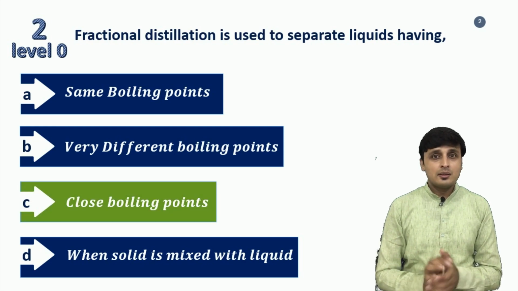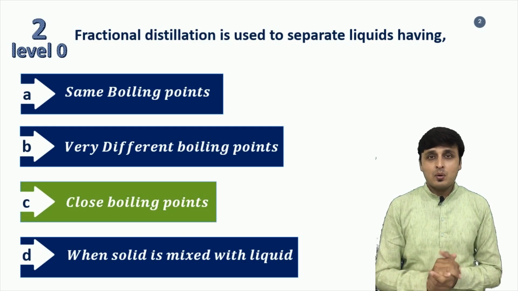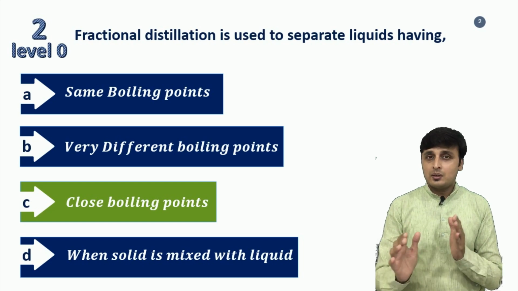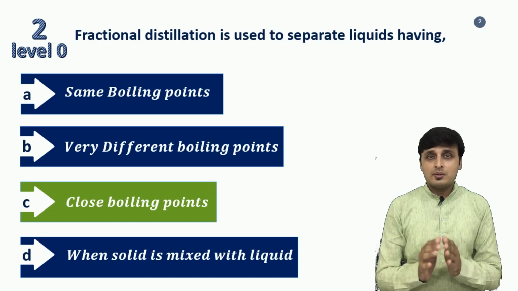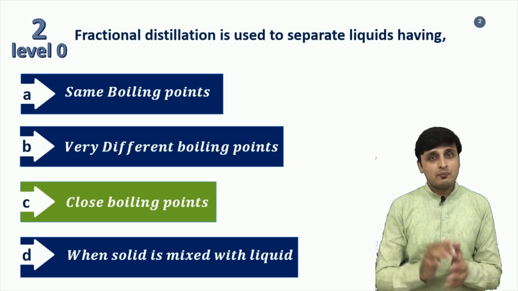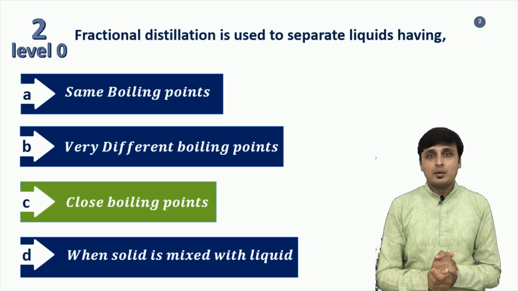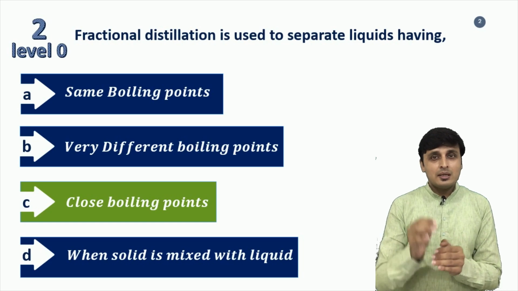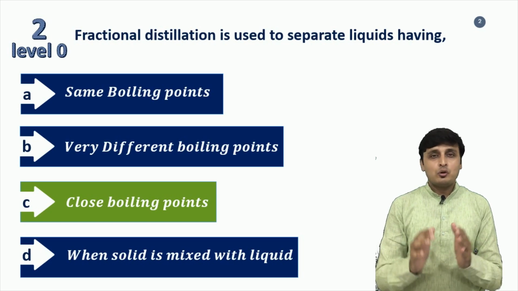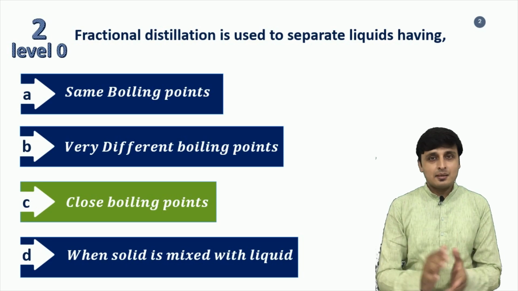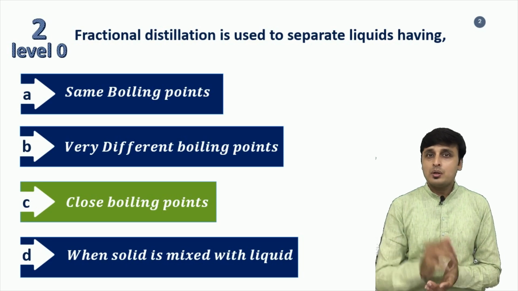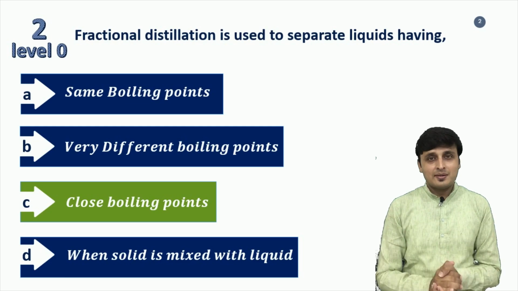However, we need to understand option A as well. Same boiling points, no liquids. If you consider two pure liquids, they have a slight difference in boiling point. Liquids cannot have the same boiling point because they have different structures, and therefore the boiling points differ in a small proportion, and no liquids have exactly the same boiling point. Consider that point for future reference. And the correct answer for this question is option C, close boiling points.